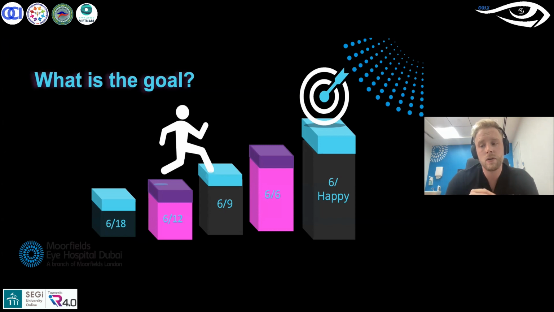So it's really making sure that you've set out a goal, be that a task, be that a specific visual problem that they're having. And that's what we should be aiming for as practitioners. Okay. So I don't like to set this sort of vision standard. I like to say 6 over happy.